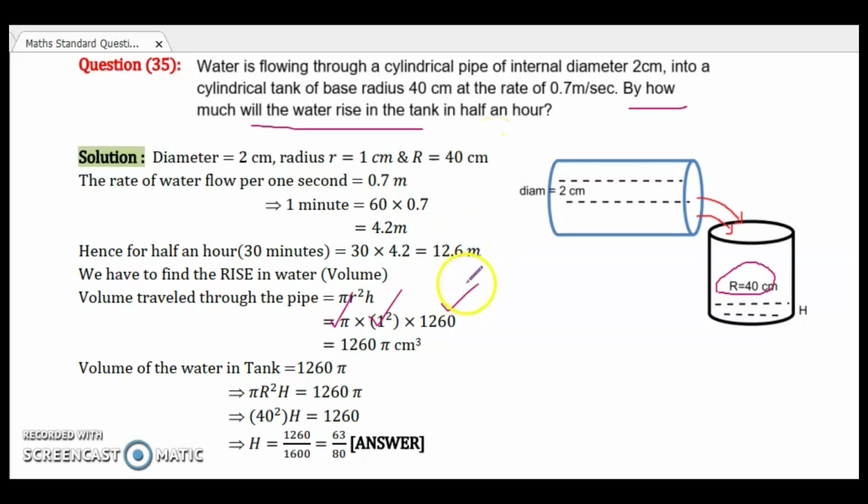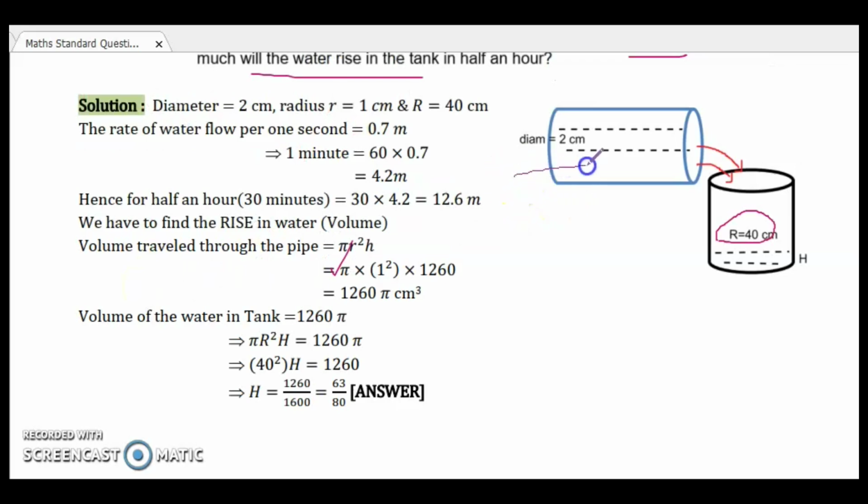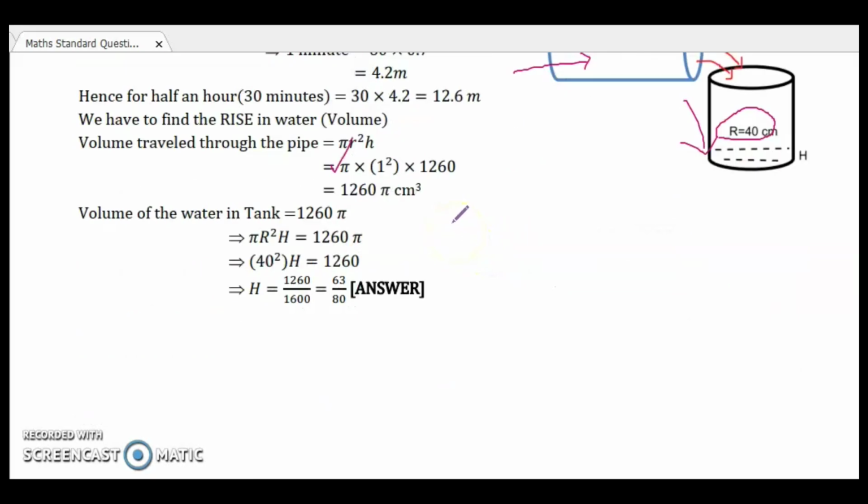Okay, because it is represented in terms of centimeters. Understand? Therefore, 1260 pi centimeter cube. Now, what is going to be the volume of the water in the tank? Because whatever water came through the cylindrical pipe, the same water is stored in the cylindrical tank. Therefore, the volume traveled through the pipe will be equal to the volume of the water inside the tank. That means this is going to be 1260 pi.